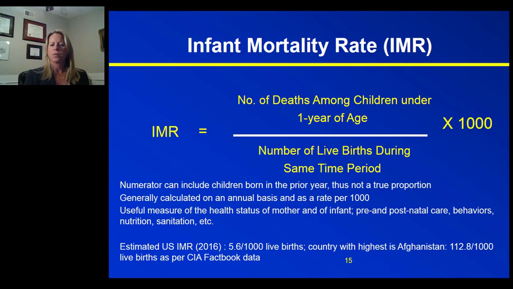It's a useful measure of health status of both the mother and the infant, as well as an assessment of the overall care of the mother and the infant, both pre and post delivery. We also use this measure to compare different nutritional standards, sanitation, healthcare programs across countries or regions. In the United States, just as a side note, the estimated IMR in 2016 was 5.6 per 1,000 live births. The country with the highest infant mortality rate in 2016 was Afghanistan, of a value of 112.8 per 1,000.